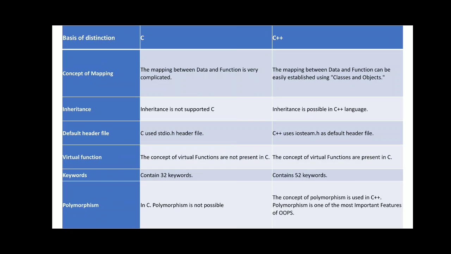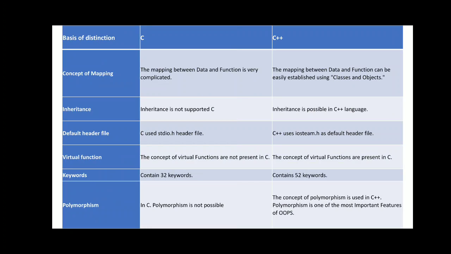Default header file: stdio.h, that is the standard input output header file, is used in C, whereas in C++ iostream.h is used as the default header file. Virtual functions: C does not have the concept of virtual functions, whereas C++ does. Virtual functions mean late binding.